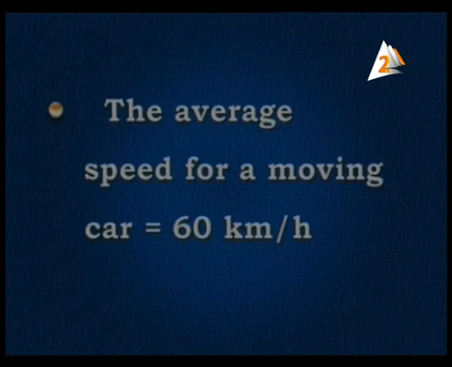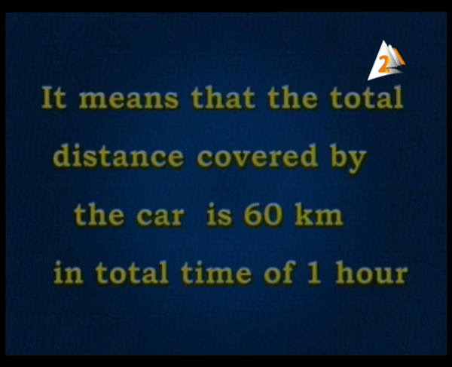Good to say that. Also, the average speed for the moving car equals 60 kilometers per hour. So the average speed means the total distance covered by the car is 60 kilometers and total time is 1 hour. So we have here 2 main factors: total distance, total time. So you have the average speed here.